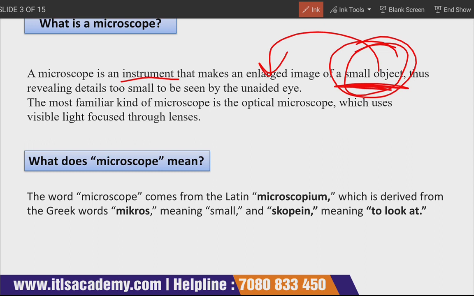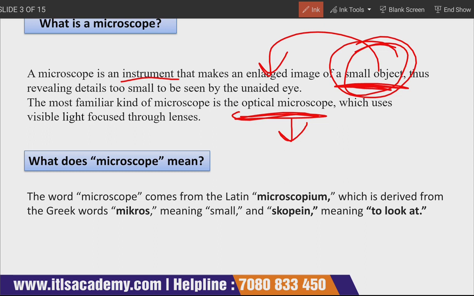The most familiar kind of microscope that is used is the optical microscope. What is an optical microscope? We will study this in detail, but what does it do? It uses visible light focused through lenses, and then it enlarges the image and you can easily see what the image is about.